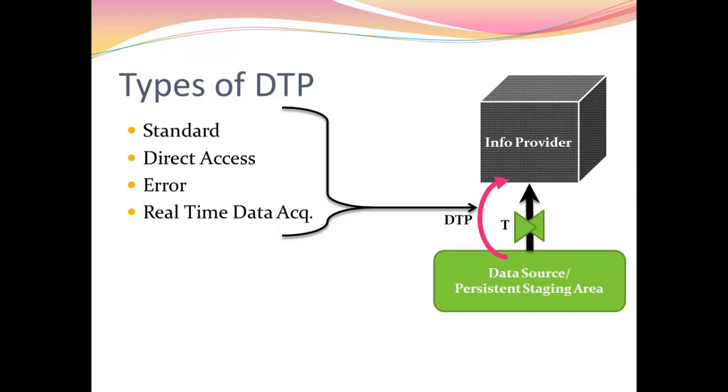And real-time data acquisition is used whenever we want very frequent data extraction. The data can be extracted after as little as 90 seconds or as much as 90 minutes. This frequent extraction degrades the performance of the source system. So it is mostly used when the source is SAP R3 or a web-based application. So these are the different types of DTPs.